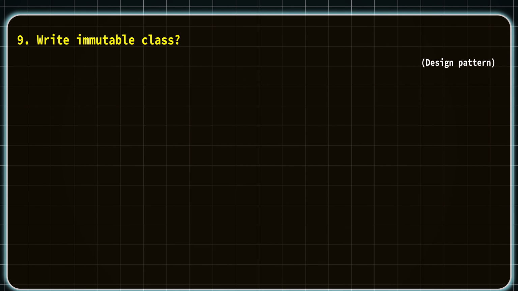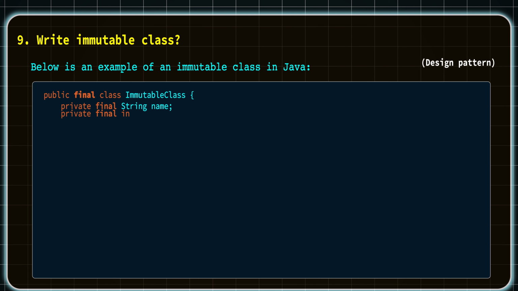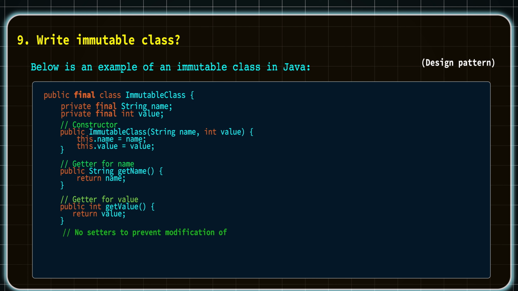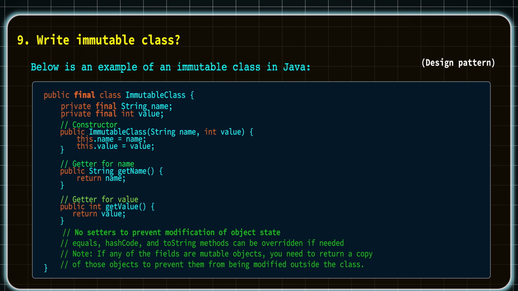Moving on to the next question, can you write an immutable class? So the immutable class is something where, once you instantiate it, you cannot change the content of it. This also comes under the creational design pattern. For a class to be immutable, there will be no setters, to prevent modification of object state.